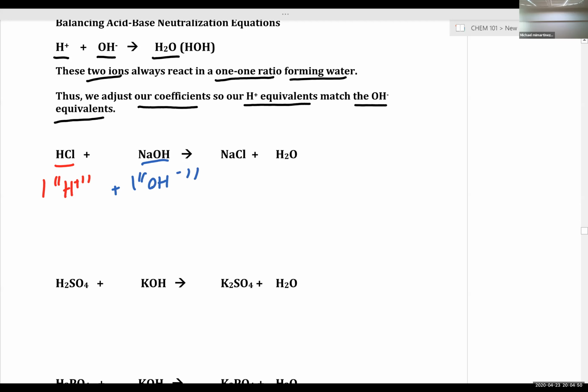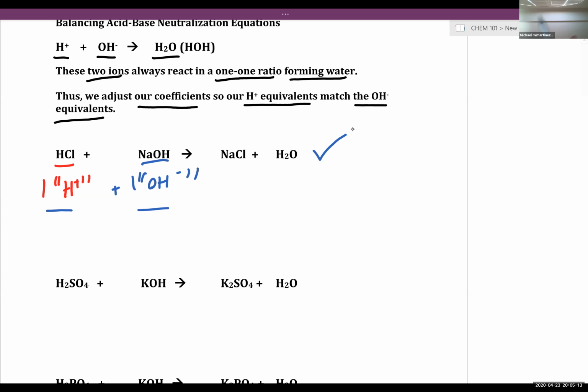So then, is this a 1-to-1 ratio? Do we have the same amount of H+ and OH minus equivalents? Yes. Yep. So we put a check mark. This equation is balanced as written. Okay, let's do another example.